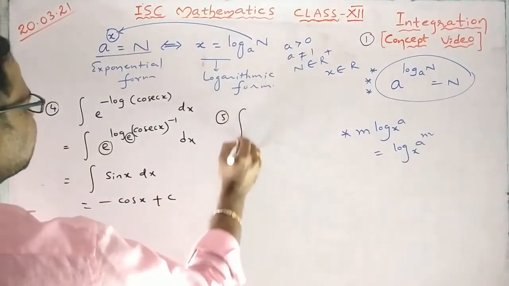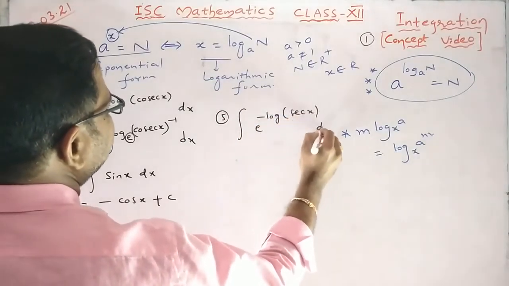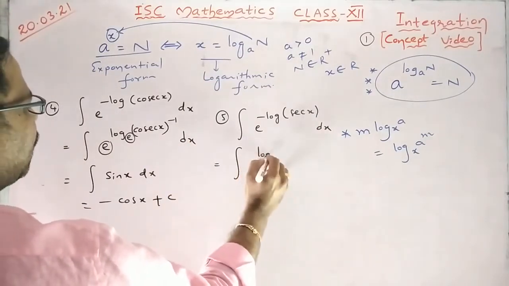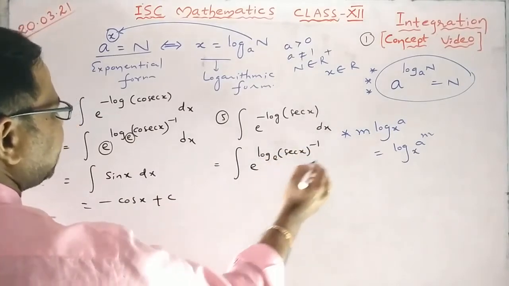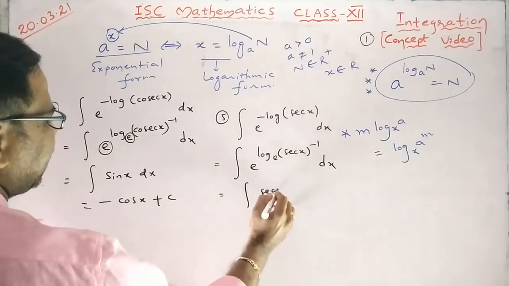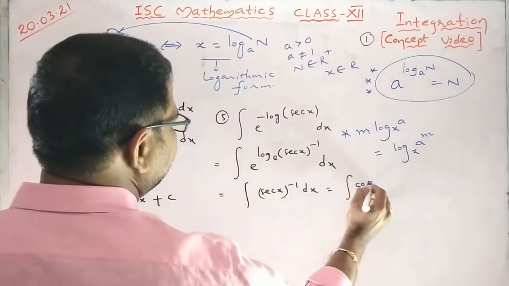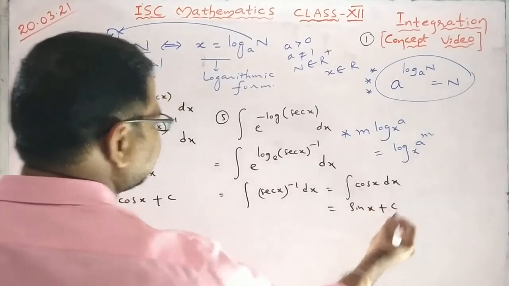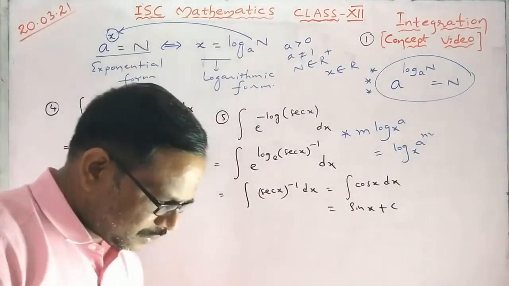Similarly, if you look at e power minus log of secant x, same model, I can write log of secant x whole power minus 1 to the base e dx. So e same, I can write secant x power minus 1 dx. Reciprocal of secant x is cos x dx. Integral cos x means sin x plus c. So formulas you should be able to remember. That's all.